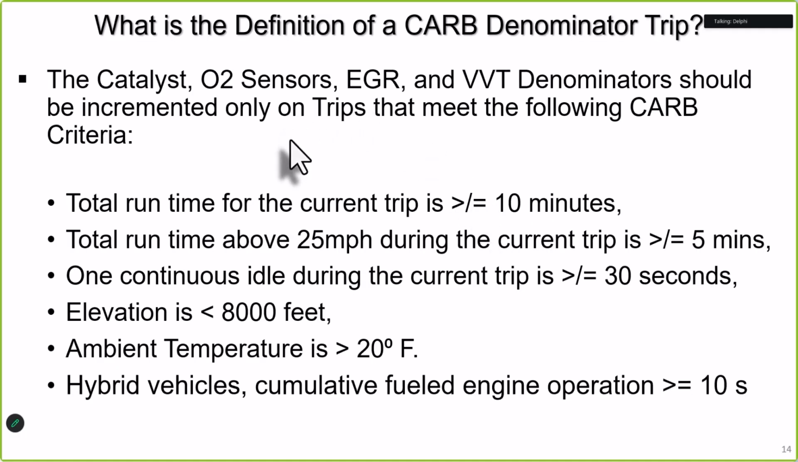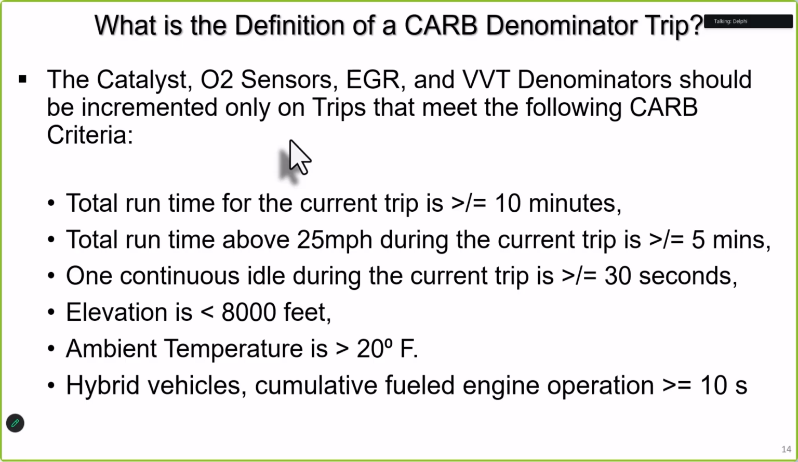What does that bottom number consist of? It affects the CAT, the O2s, the AFS, EGR, VVT, and they will only increment when you've met the following criteria. You have to run the vehicle for 10 minutes continuously. Drive it. You have to have runtime above 25 miles an hour cumulative, so you don't have to stay above 25 miles an hour. You could be up and down, but once you're above 25 miles an hour, it's collecting the information. You need 5 minutes to get credit for that. One continuous idle during the current trip of 30 seconds. If it doesn't hit 30 seconds, it doesn't run. I'll show you in the next slide a graph of what that looks like.